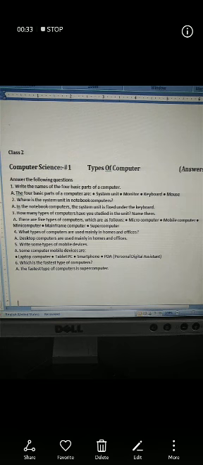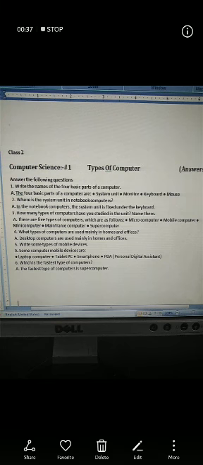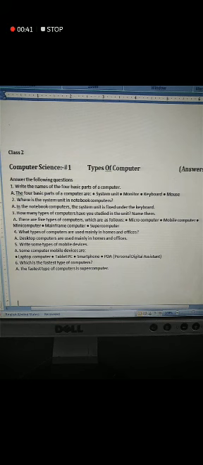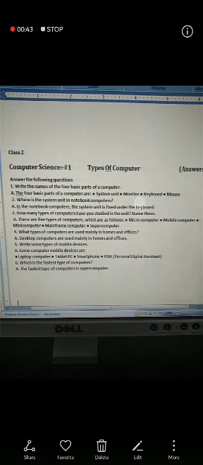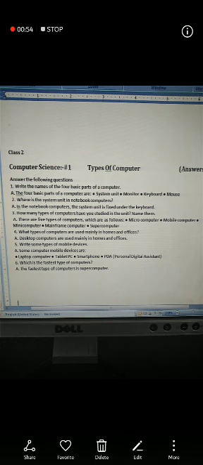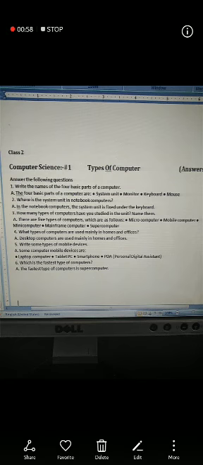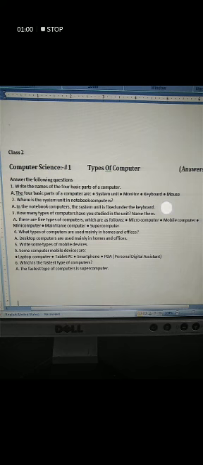Question number 1 is write the name of the 4 basic parts of a computer. Answer is the 4 basic parts of a computer are system unit, monitor, keyboard and mouse. Question number 2 is where is the system unit in notebook computers? Answer is in the notebook computers the system unit is fixed under the keyboard.